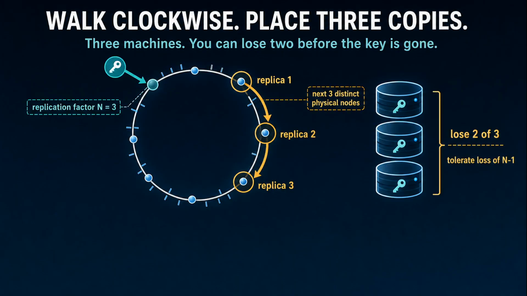Now, durability. Every key needs more than one copy. The replication factor, usually written as N, says how many. And the placement is mechanical. Walk clockwise from the owner and put the next two replicas on the next two distinct physical nodes. 3 is the common default. 3 machines, 2 of which can be lost before a key is gone. The replication and consistency trade-off was its own episode earlier in the series. This is where we apply it.